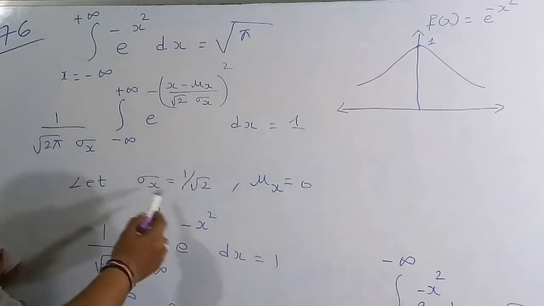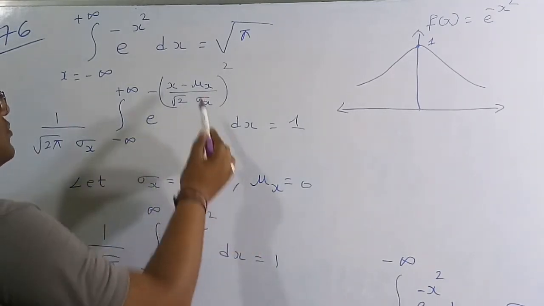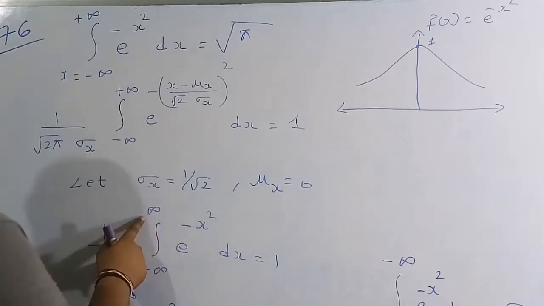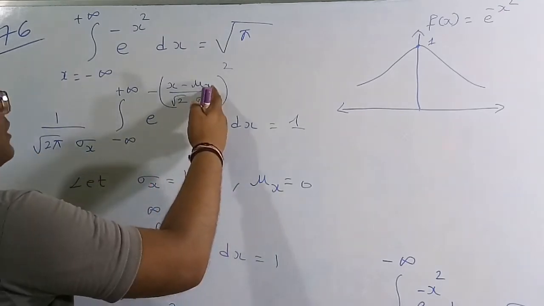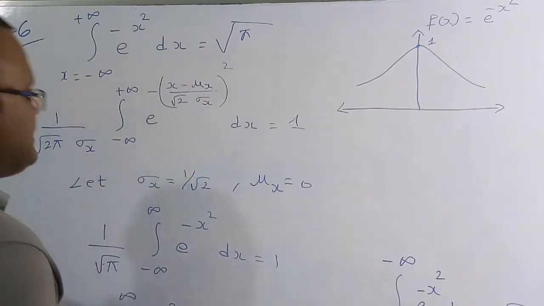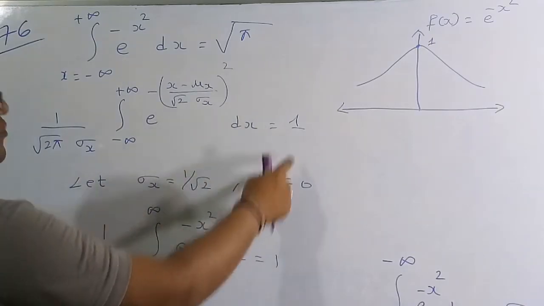So if I substitute sigma x is equal to 1 by root 2 and mu x is equal to 0 in this above formula, then we are going to get 1 by root pi, because root 2 and 1 by root 2 cancel, integration from minus infinity to plus infinity of e to the power of minus x square dx is equal to 1, with mu x equal to 0 and sigma x equal to 1 by root 2.